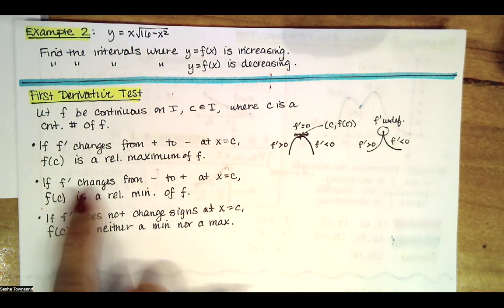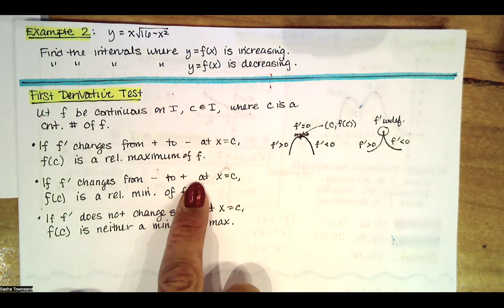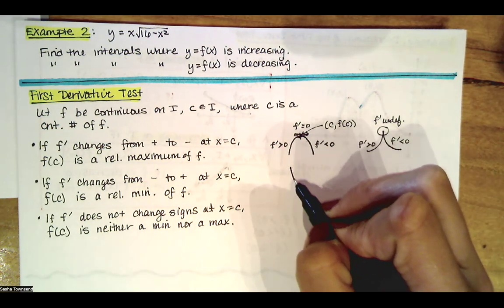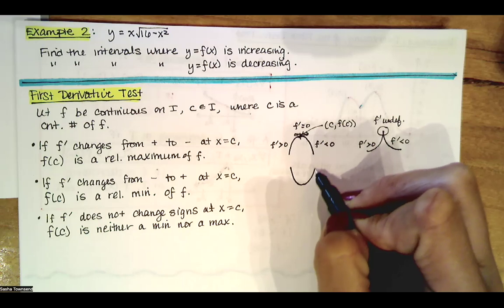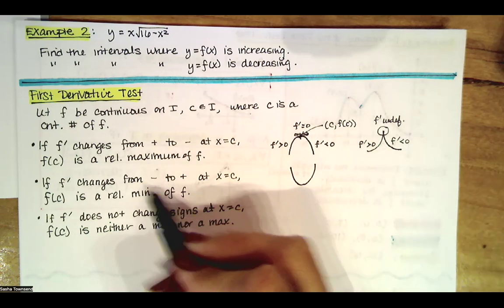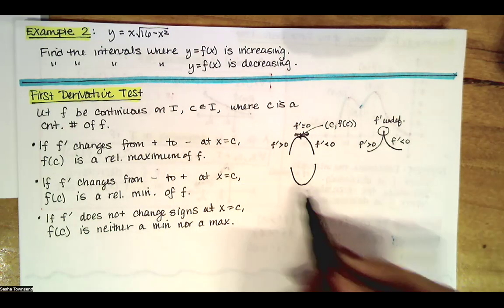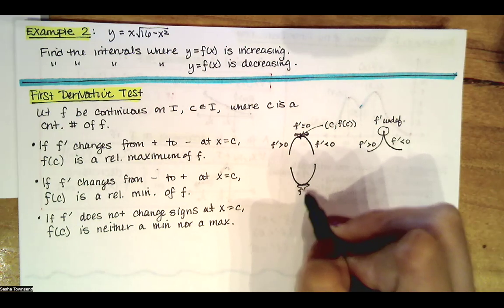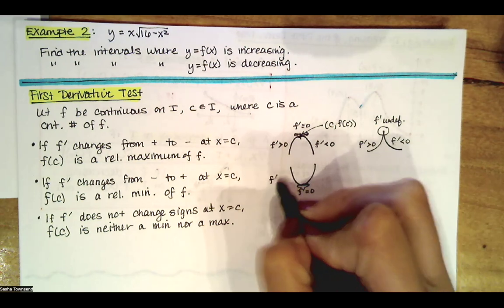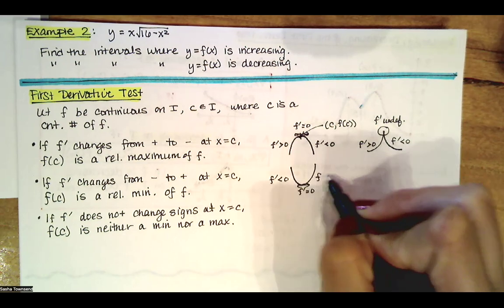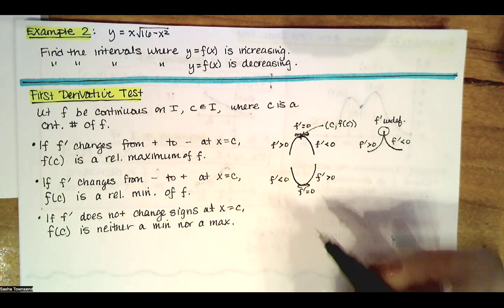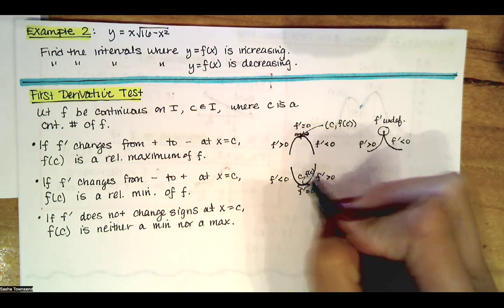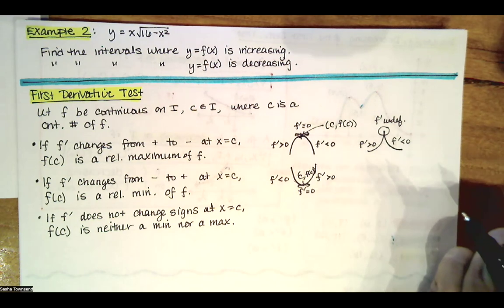Now, if the derivative changes from negative to positive at x equals C, maybe it would go from decreasing, having a 0 slope, to increasing, because having a negative derivative means the function is decreasing. We have a 0 slope at the bottom, and then a positive slope to the right of that. Then if this is the point C, f of C, we've got a relative minimum there.